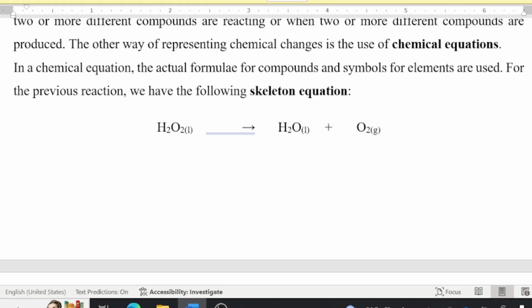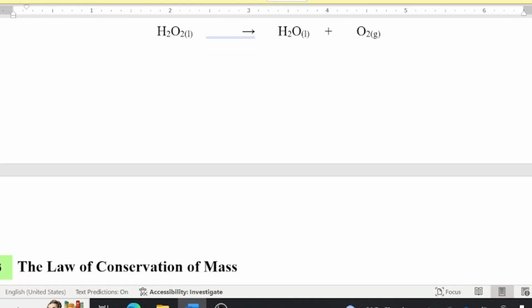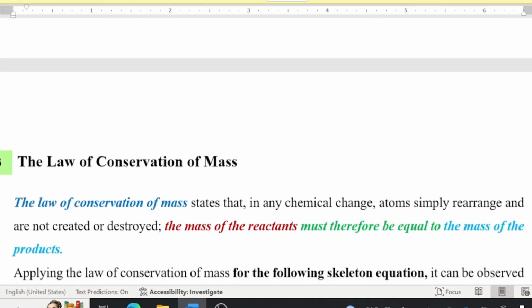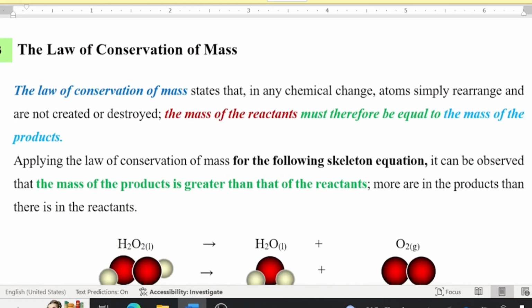You can go ahead and balance that equation now. We'll do guidelines on balancing chemical equation later on. Law of conservation of mass.